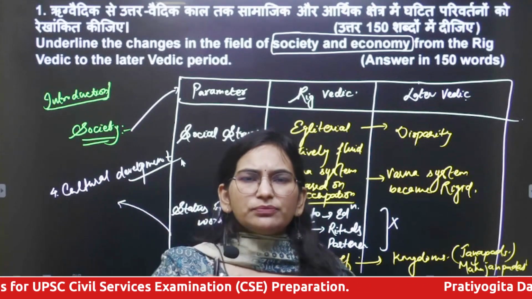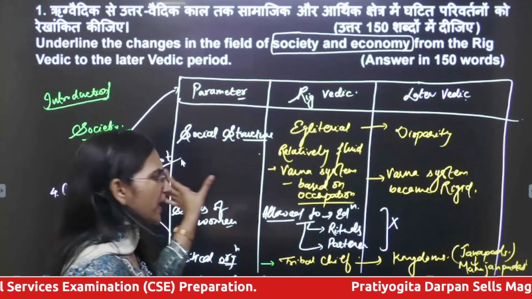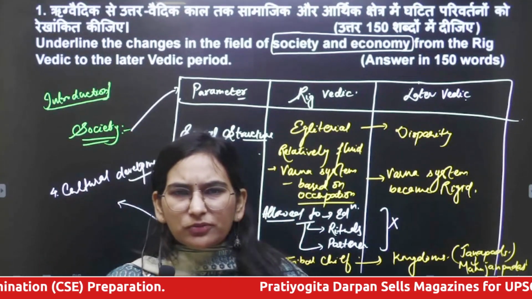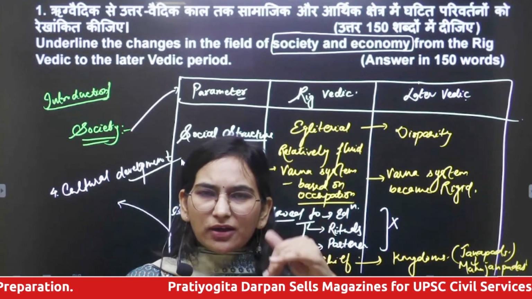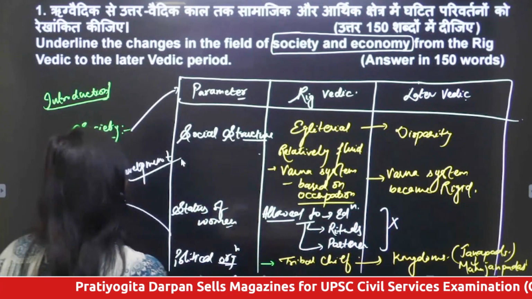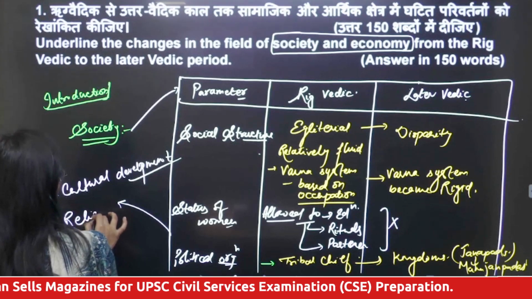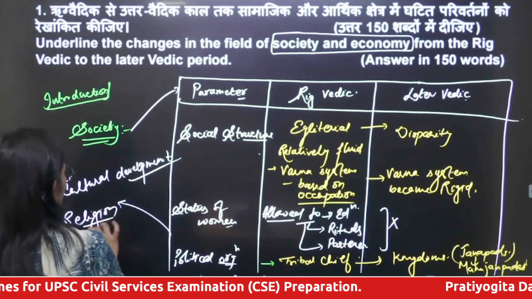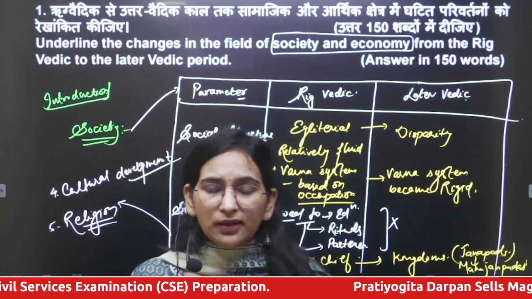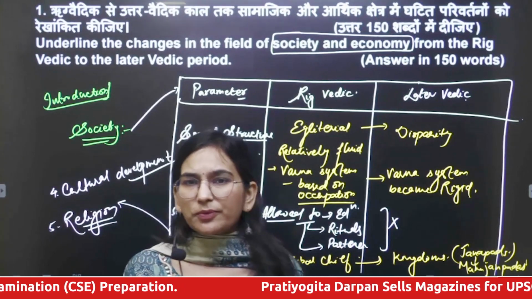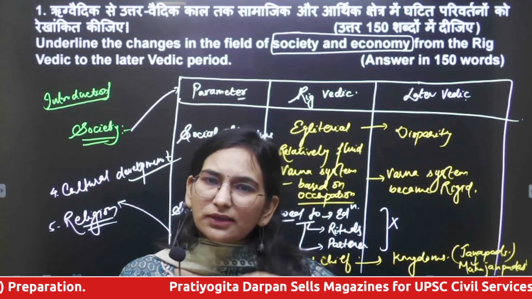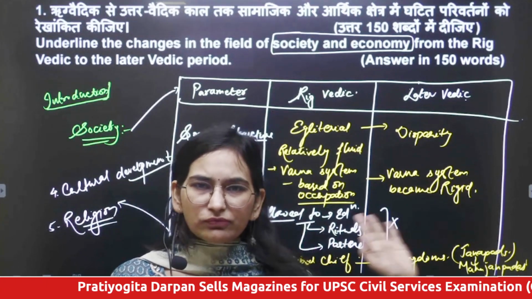Under culture, you can either write it there or make it a separate point. If you think you are leaving out a point, then you can write it separately. That is the fifth one, religion. What was the change in religion? Society, see, people do perceive God, right? So religion is part of society, and you can very well write it here.